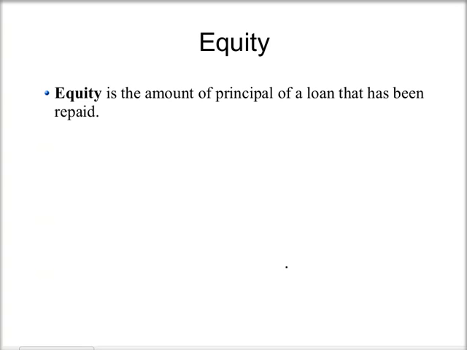Finally, I want to talk a little bit about equity. And equity is the amount of principal of a loan that has been repaid. So when you talk about equity for your home mortgage, equity is technically the amount of the house that you own. So you might own $100,000 worth of the house, but still owe the bank $50,000. So your equity would be $100,000.